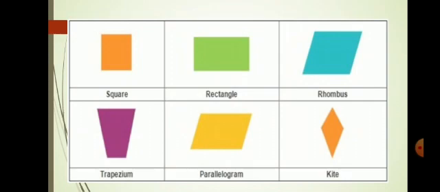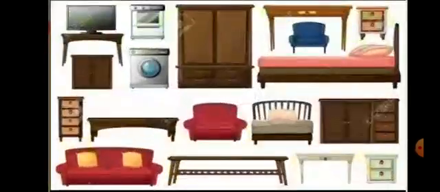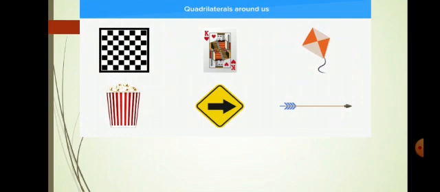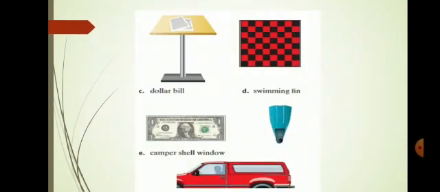Let's see the example in our daily life. You all can see the examples of quadrilaterals, the things which we are using in our daily life. They all are forming the shape of a quadrilateral, means they are a closed figure. I hope children you all have got it.